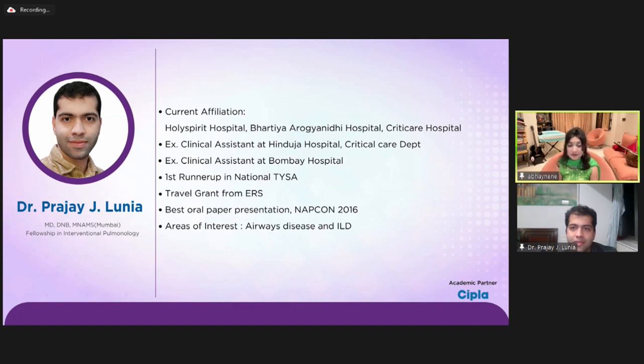He's affiliated with Holy Spirit. He's a consultant with Holy Spirit Hospital, with the Bharatiya Arogya Nidhi Hospital, with the Critical Care Hospital in Mumbai. He's an ex-clinical assistant at Hinduja Hospital, Critical Care Department. He has worked with us before. He's been ex-clinical assistant at Bombay Hospital, somebody who we completely relied on. If Prajay saw the patient and told us something, we were very happy skipping that patient because we knew he would have seen it as well or even better than us.